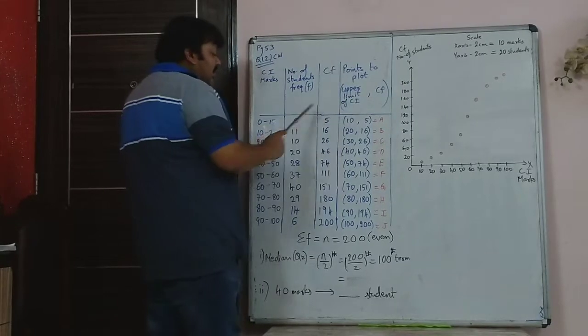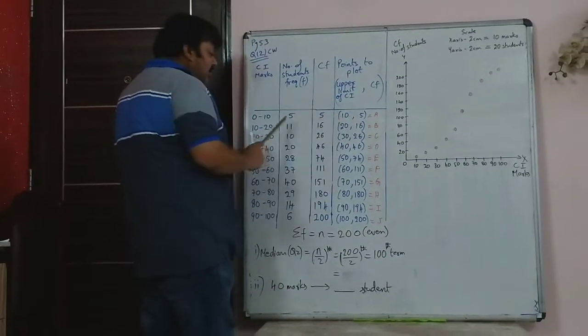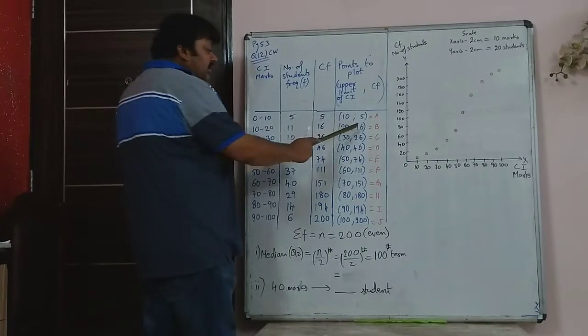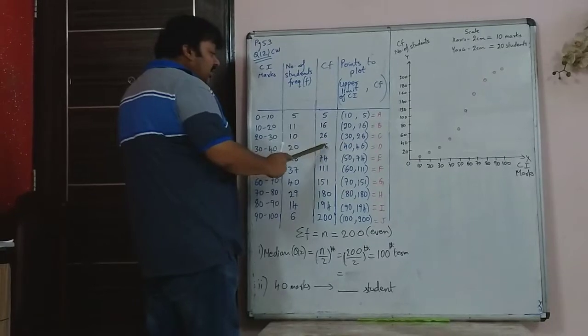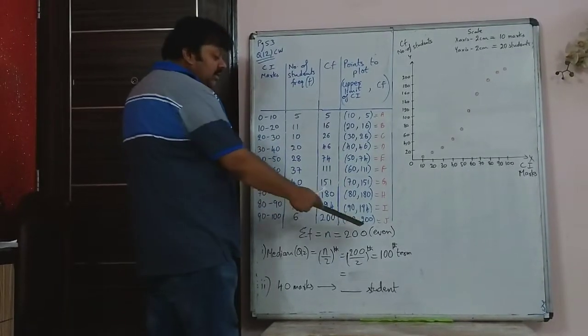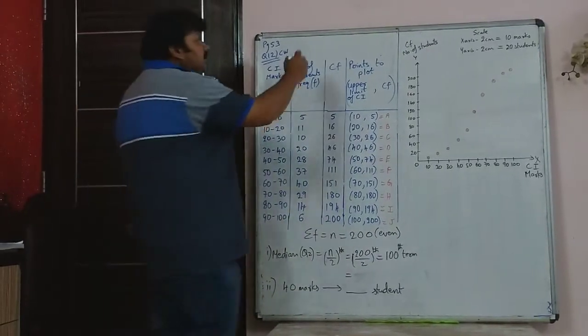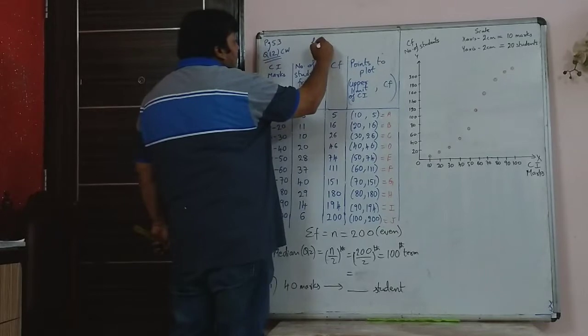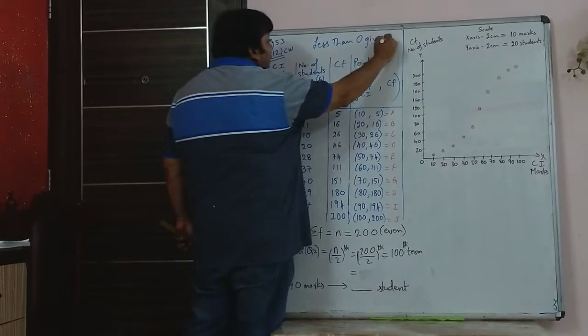Upper limit of the class interval 10 with corresponding cumulative frequency 5, 20 with 16, 30 with 26, 40 with 46 and so on. The last would be 100 with 200. Now I had told you earlier that this is all known as less than ogive. All this is less than ogive.